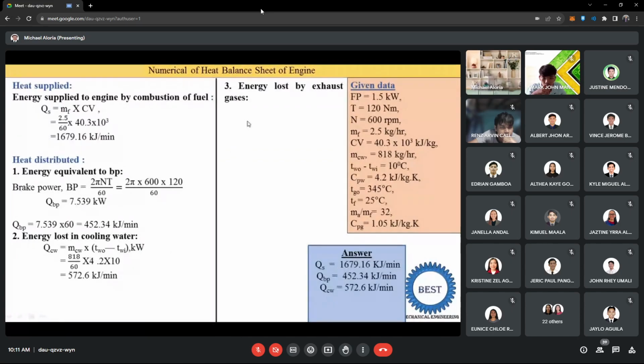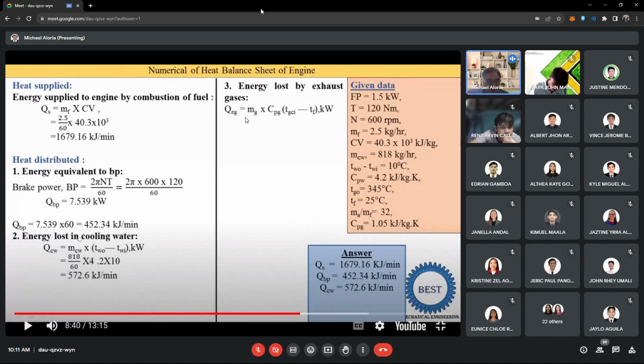And the third one is the energy lost by the exhaust gases. For that we use m Cp delta T. The Cp is not written here, but 4.2 is put in, times the delta T of 10 degrees Celsius.